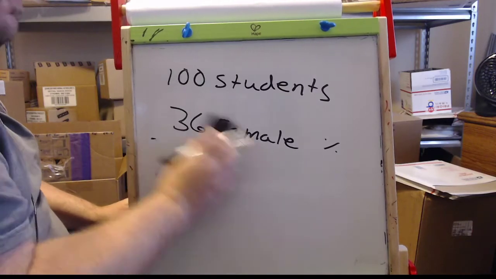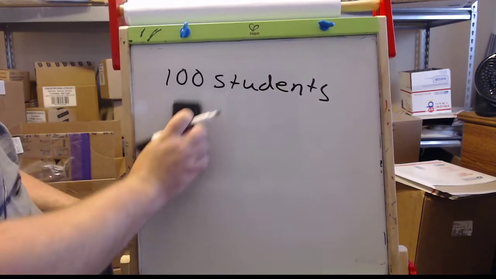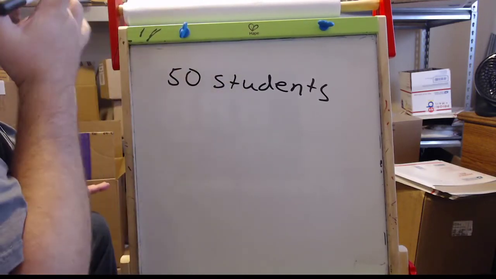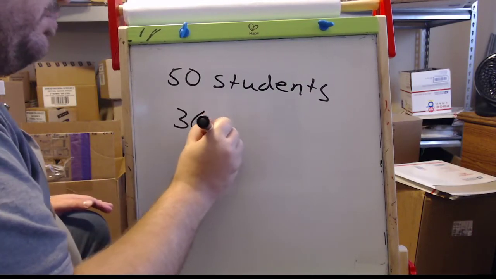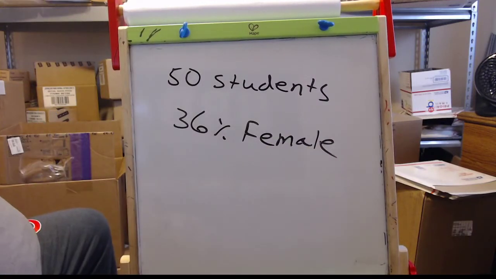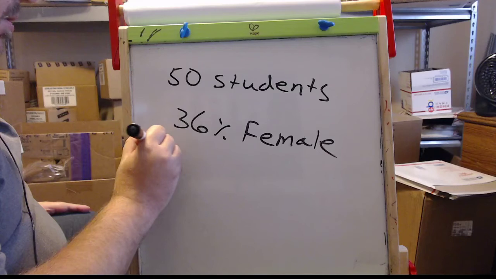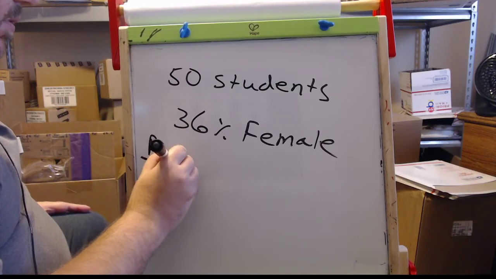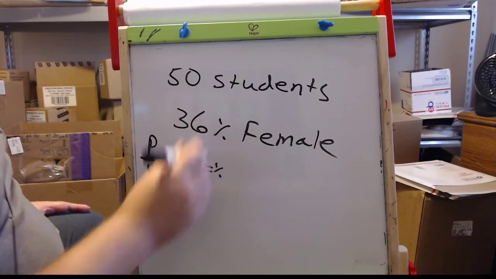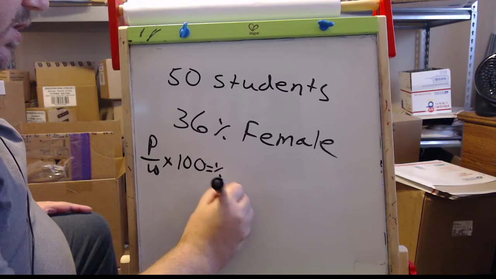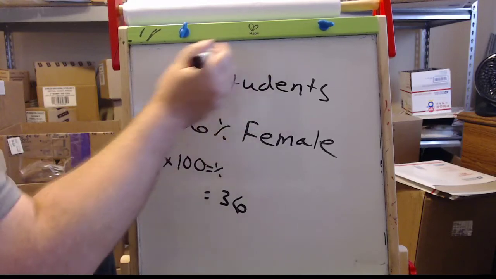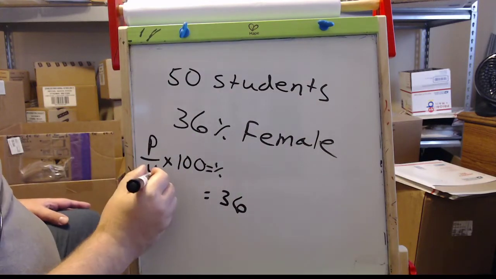But what if it didn't say that? What if it said, let's change the students and let's say 50 students, and now instead of saying 36 female, it says 36% is female. Okay, so we go to our formula. P over W times 100 equals our percent, and we fill in what we know. Well, we know our percentage is 36%. I know what the whole is, because this is the entire total students. So I know what W is.